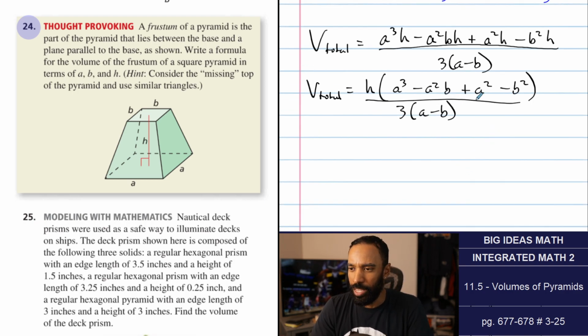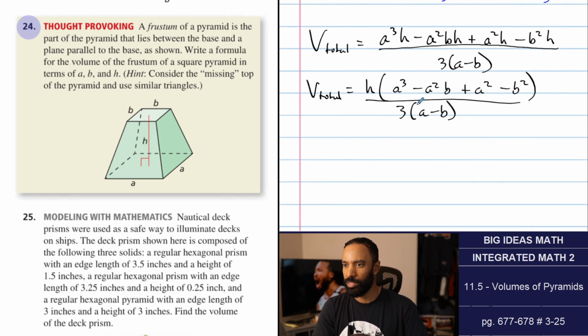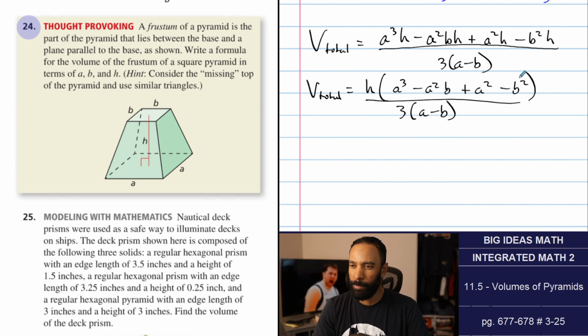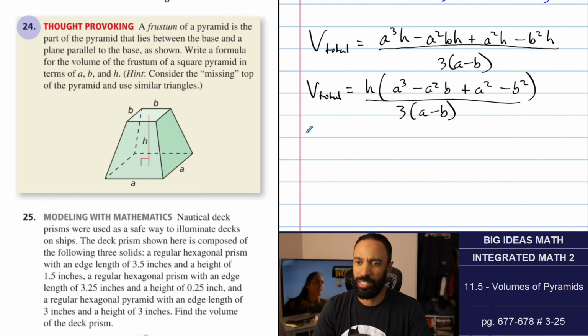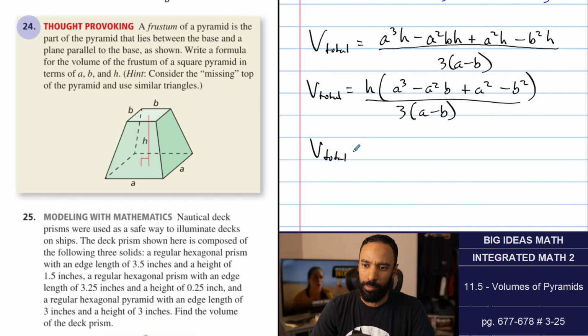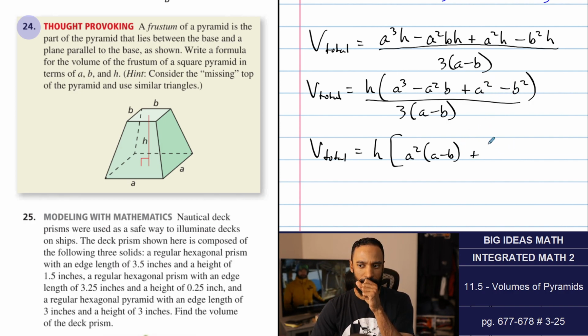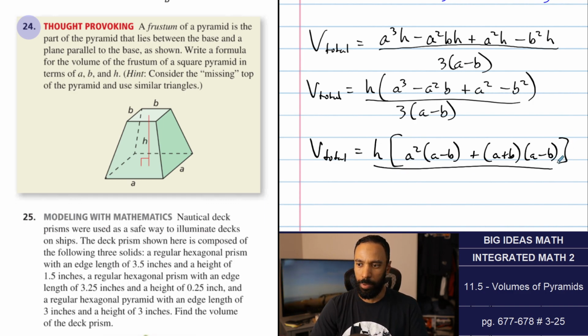I don't know if anything can factor out of that, like one of those factor by grouping things. If I factor an a squared out of there, I get a minus b. Let me keep going. If I factor an a squared out of here, I get a minus b. This is a difference of two squares. That factors into a plus b times a minus b. Yeah, this will help out a little bit. And I get 3a minus b.